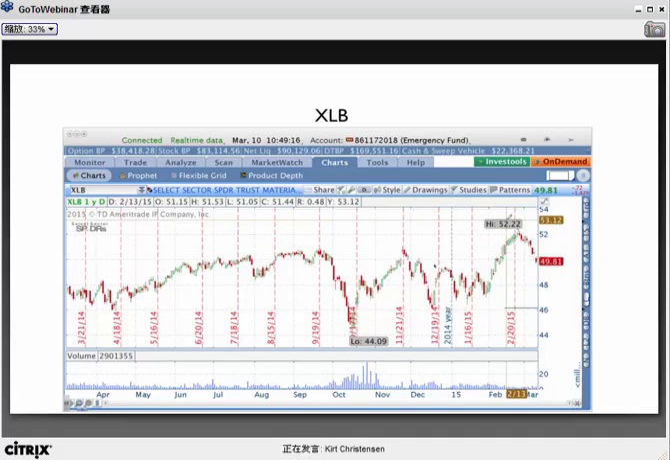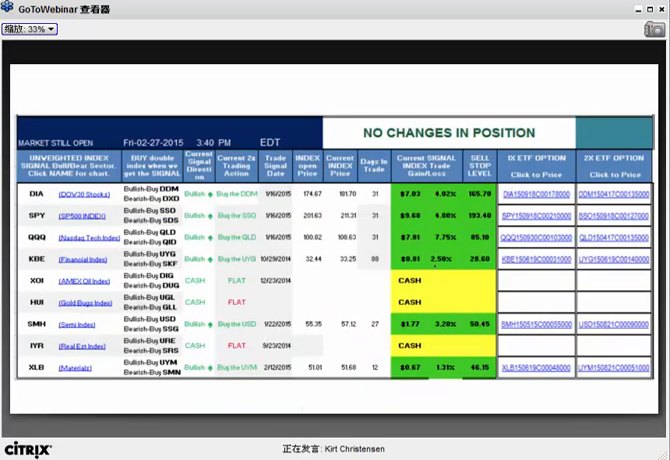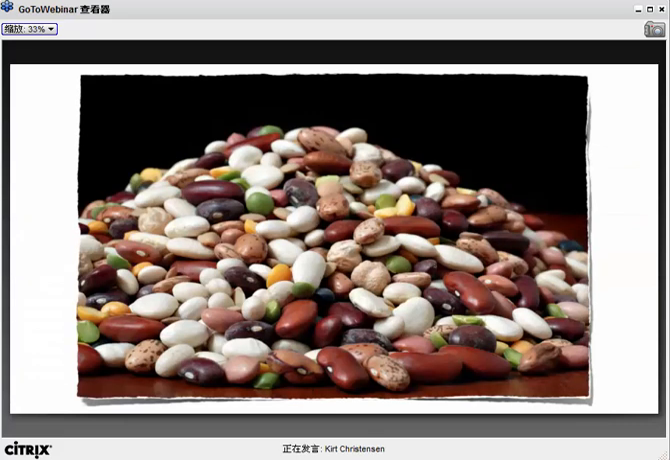So this is the real world. These are not hypothetical. These are not theoretical. These are trades that were generated in real time, sent out to not only myself, but members in real time since 2007. So what am I showing here on the screen?